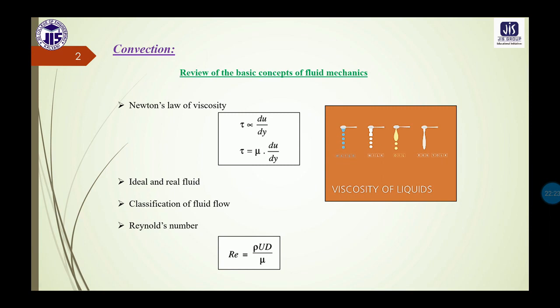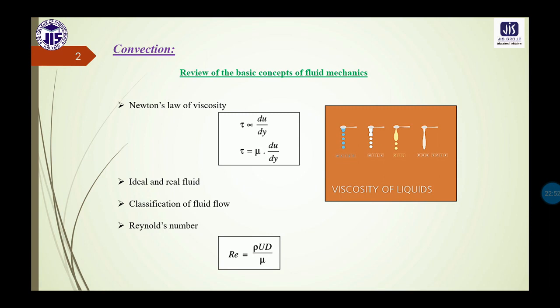So these were some basic review of some basic concepts of fluid mechanics. So till now we have discussed the appropriate definition of the fluid, then the difference between the solid and the fluid, the liquid and the gas, then Newton's law of viscosity, what is viscosity.